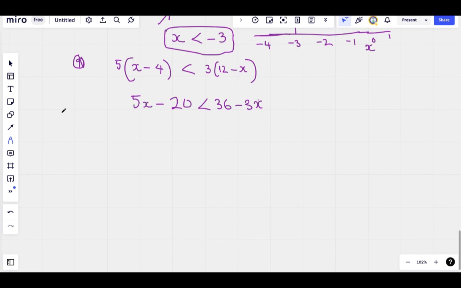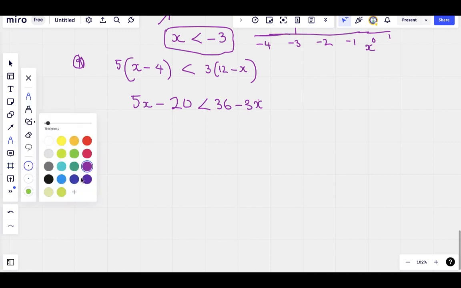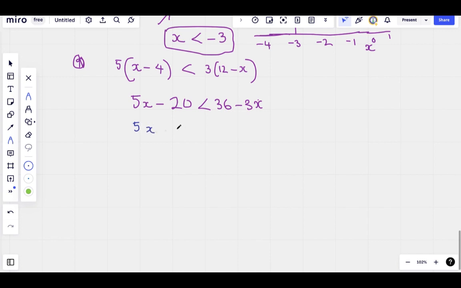So the next is to collect like terms. So by so doing, we will eventually have 5x. Then we bring this minus 3x to this side, it becomes plus 3x. After this, the next question you're going to do, okay? 36. We bring minus 20 to this side, it becomes plus 20.